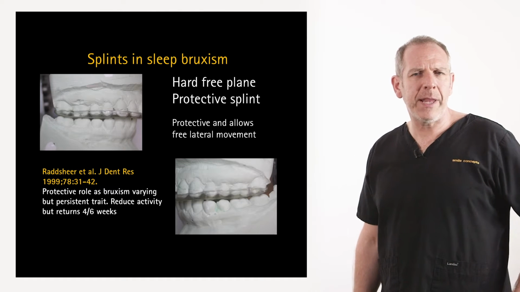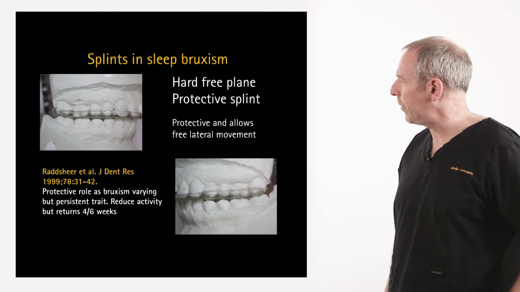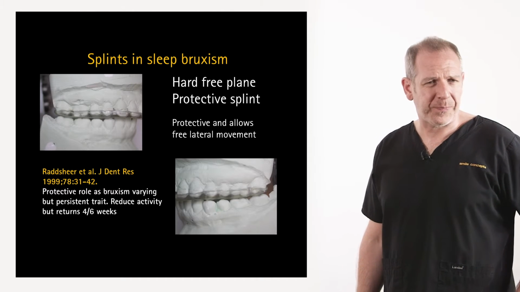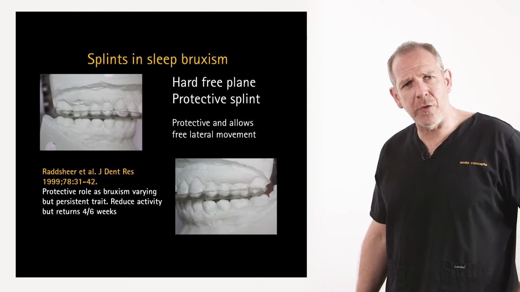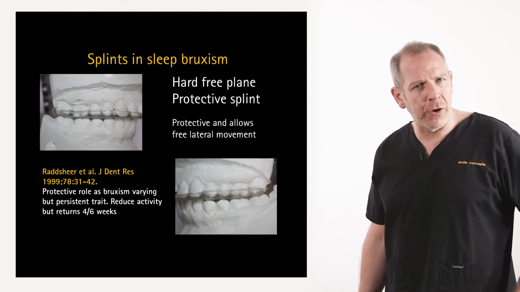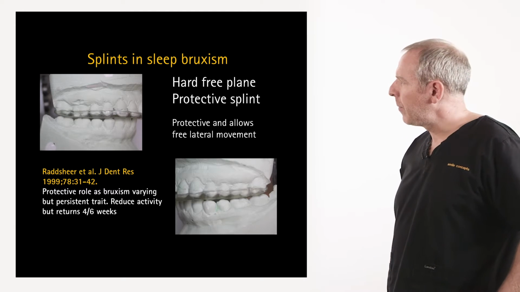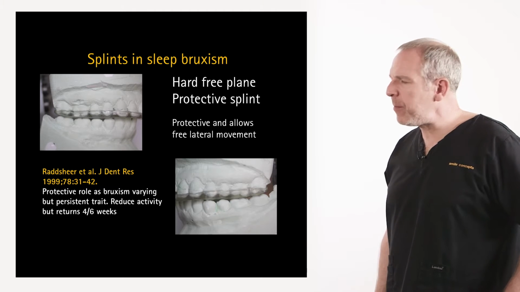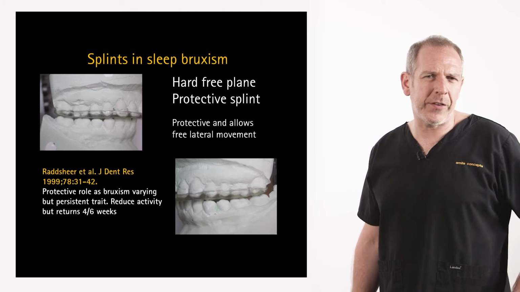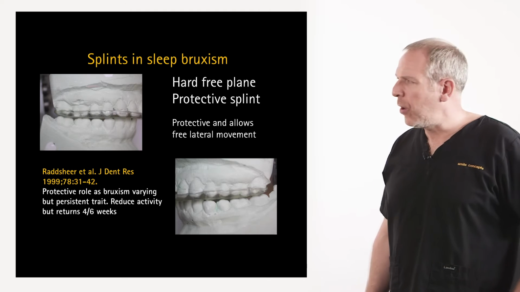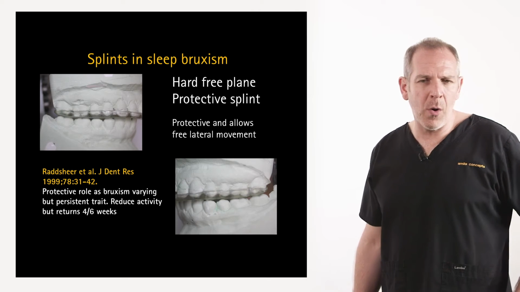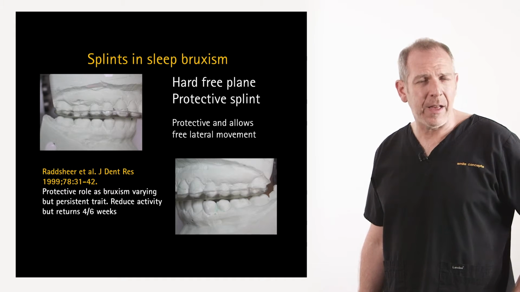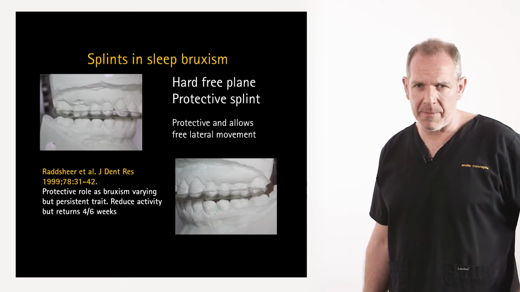The next level of splint up would be a hard splint. And so who would a hard splint be useful for? Certainly any parafunctional patient who grinds through the soft bite guard. And this is quite a simple splint. And it is important that bruxist patients do have splints. We know that splints don't cure bruxism, they don't significantly reduce it, they are really simply protective.